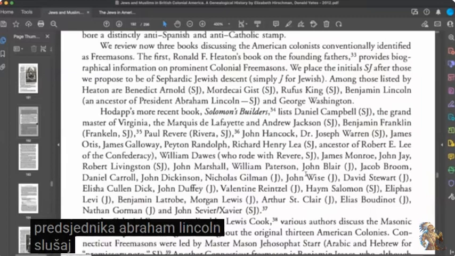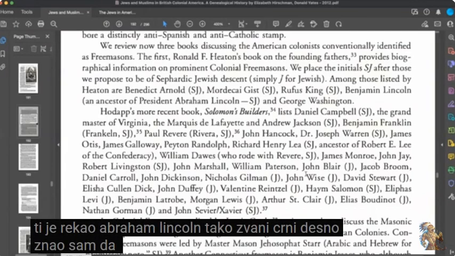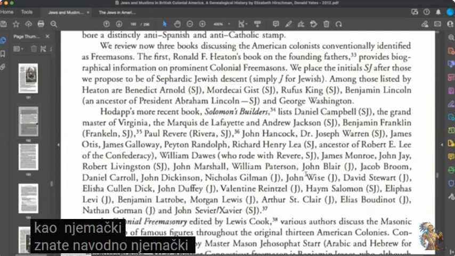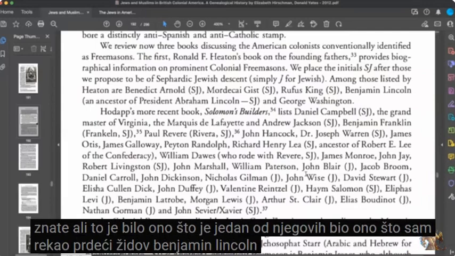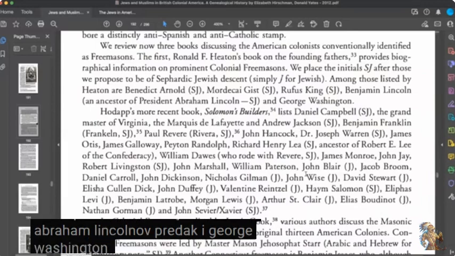Listen up, an ancestor. Told you Abraham Lincoln, so-called black, right? And I knew on his dad's side they were supposedly German Quakers, but one of his was what? A Sephardic Jew, Benjamin Lincoln, Abraham Lincoln's ancestor, and George Washington.